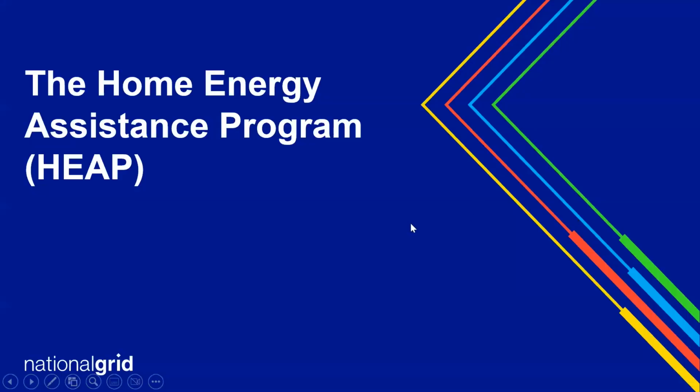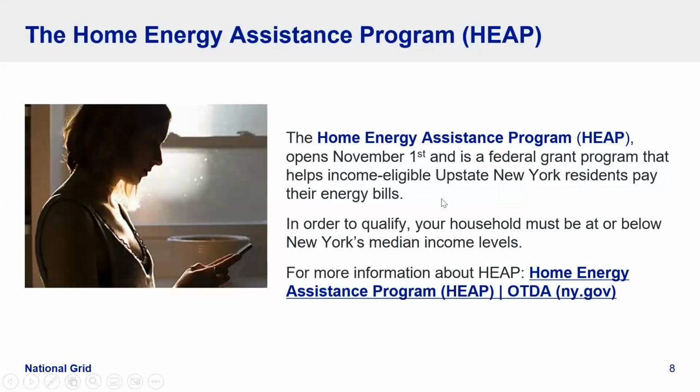So I'm going to talk a little bit about HEAP, which is open now. It opened November 1st for the first benefit. We call that regular HEAP. You must be at or below the New York State's median income to be eligible for it. Generally, if people get SNAP, they are automatically qualified. I always tell people to double check with their SNAP worker just to make sure, because although they should be, we want to make sure that they are applied and they're getting that grant.